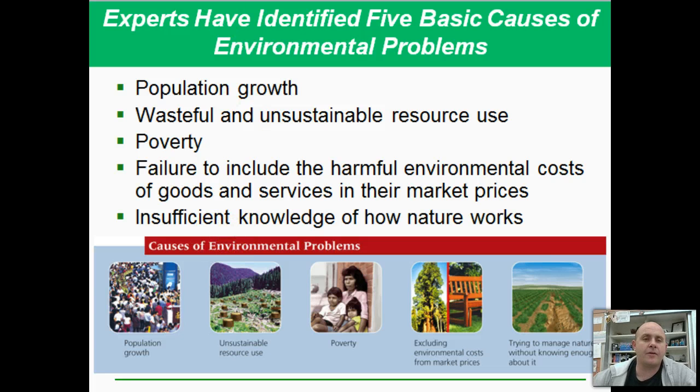So experts have identified really 5 major things that cause environmental problems, and we just talked about those. The biggest one, population growth. Reducing population growth would solve most all of the environmental problems that you'll talk about throughout this year. Don't use too much stuff, too many of your resources. Poverty creates those problems, not taking into account all the environmental costs, and then poor knowledge of a situation. We just talked about those 5 things. Those are the major things that we have to be concerned about that cause environmental problems.